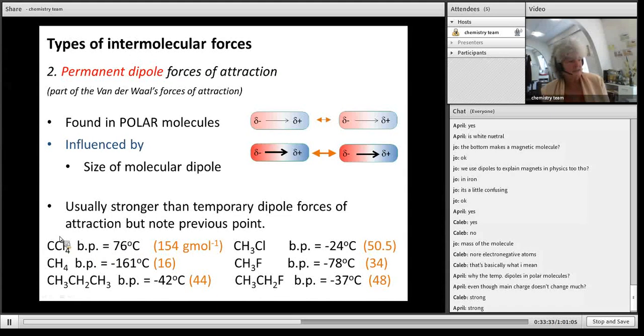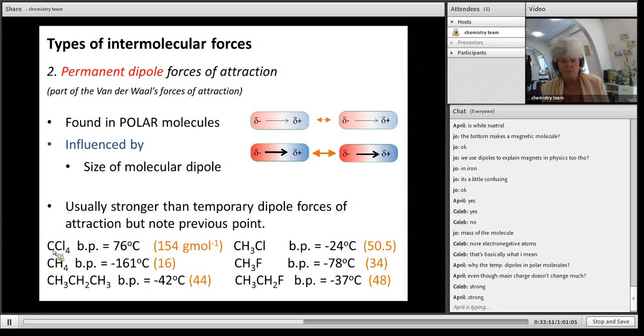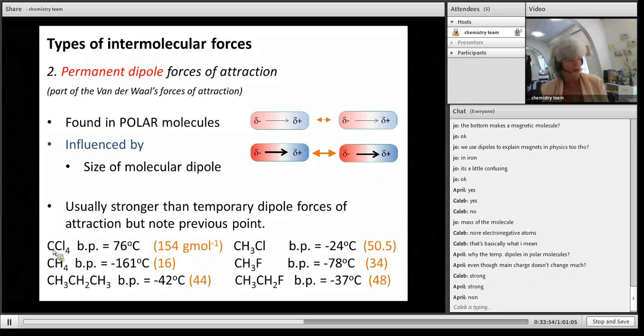So here's CCl4, and you hope you're madly doing your Lewis structure and then your shape of your molecule, which is tetrahedral, and you'll see that it's totally symmetrical. So is carbon tetrachloride polar or non-polar? Non-polar, correct. But have a look at its boiling point, 76 degrees. It's a liquid at room temperature.